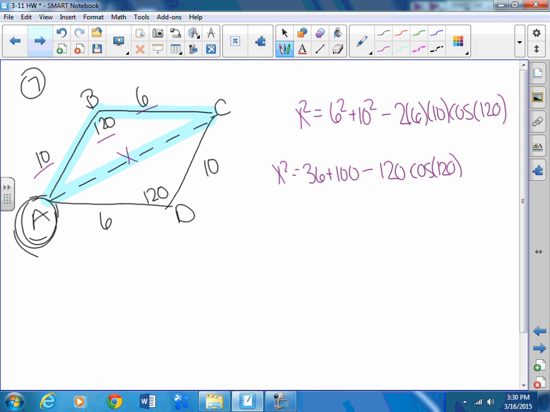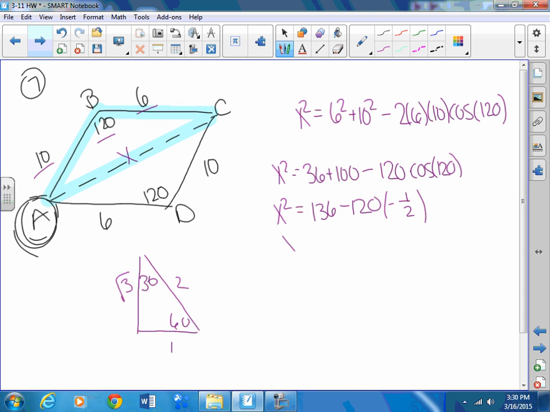Alright, and I guess this is kind of a jerk move, but we do expect you guys to remember some stuff from geometry. Alright, you do need to remember these things about parallelograms, that opposite sides are equal, that opposite angles are equal, stuff like that. So this is going to be 136 minus 120. Now the cosine of 120, remember 120 is in quadrant 2, but it has a reference angle of 60. So the cosine of 60 is 1/2, but since I'm in quadrant 2, it's negative. So this is going to give me negative 1/2.